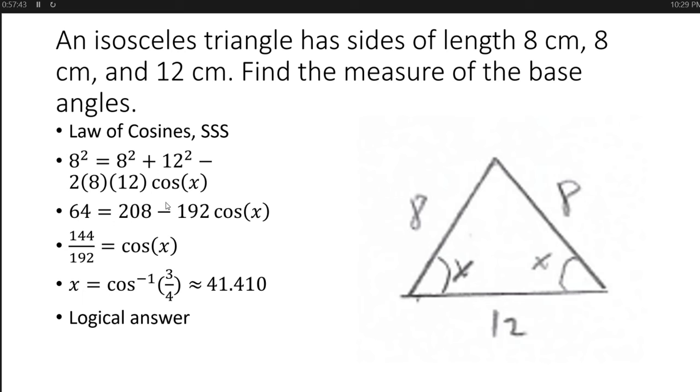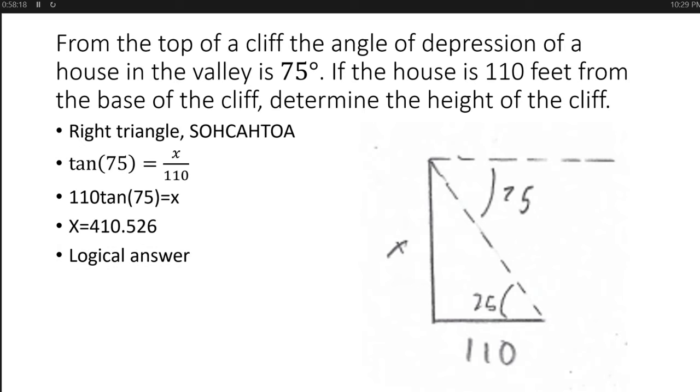64 plus 64, when these two combine, minus 192, is equal to cosine x, and then we just subtract and divide. 144 over 192 is cosine x. Do the inverse cosine maneuver, and then you get about 41.410. This makes a lot of sense because this is going to be our big angle. These two are going to be our smaller angles, and that seems about right. Cool. This one's pretty simple to do, but it is easy to mix up that inverse cosine at the end. So make sure you do that.